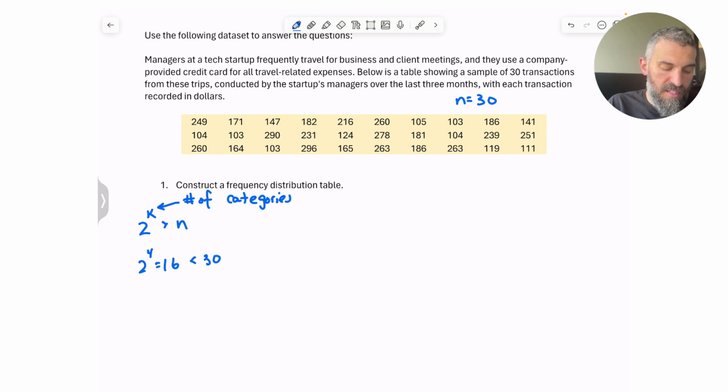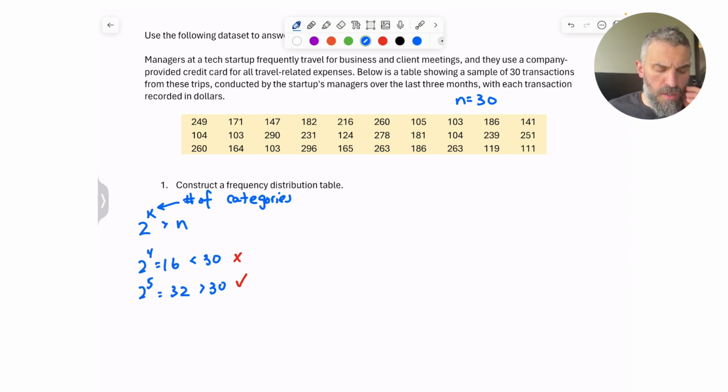And 16 is less than 30, our sample size, which tells me what? This is not enough categories. You should have more categories than that, because 2 to the power of 4 was not greater than your n. So then 2 to the power of 5. 2 to the power of 5 is 32. 32 is greater than 30. So this is perfect. This is how many categories you should have.